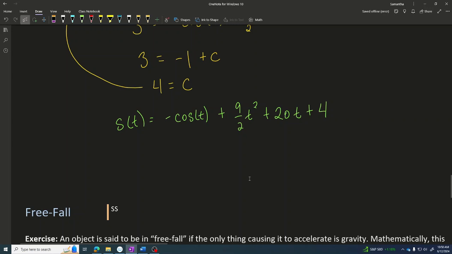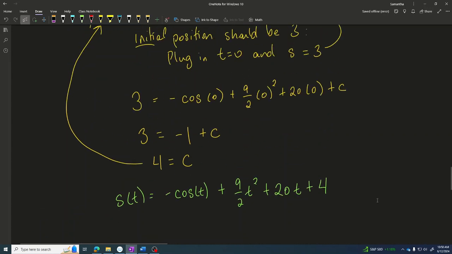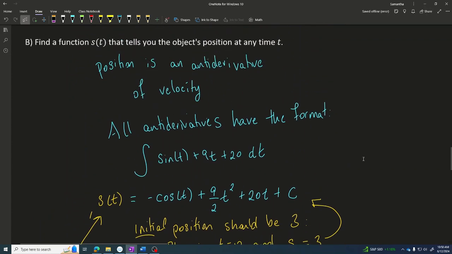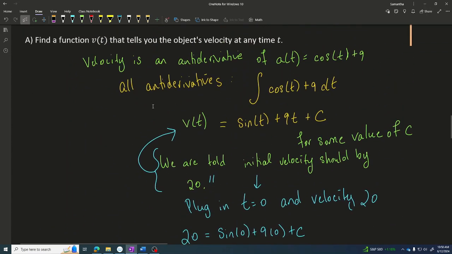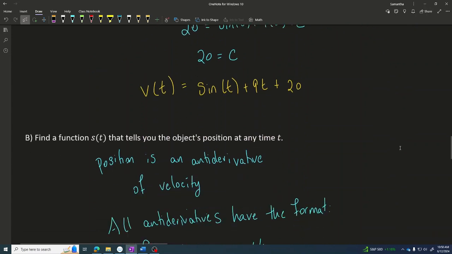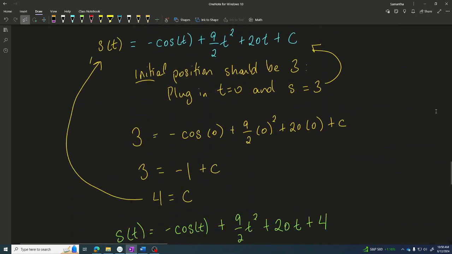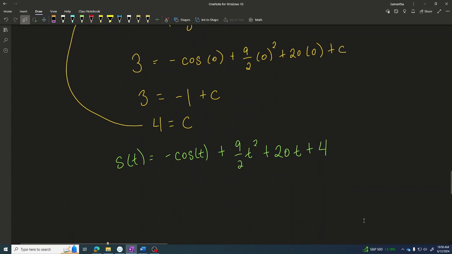So this is how we use acceleration to find velocity and to find position. If you know the acceleration function, and if you also know the initial position and the initial velocity, then with those two extra pieces of information, you can find the velocity at any time for your object, and you can find the position at any time for your object.